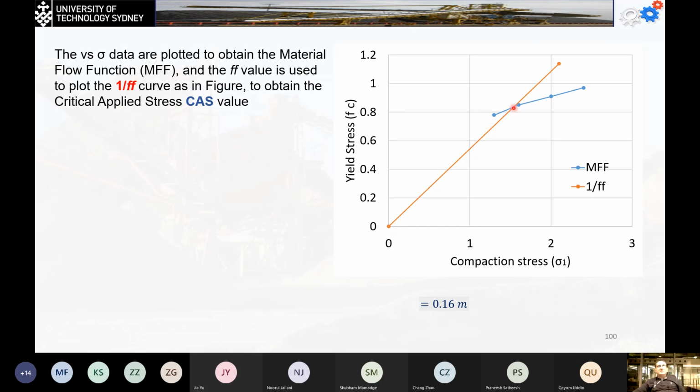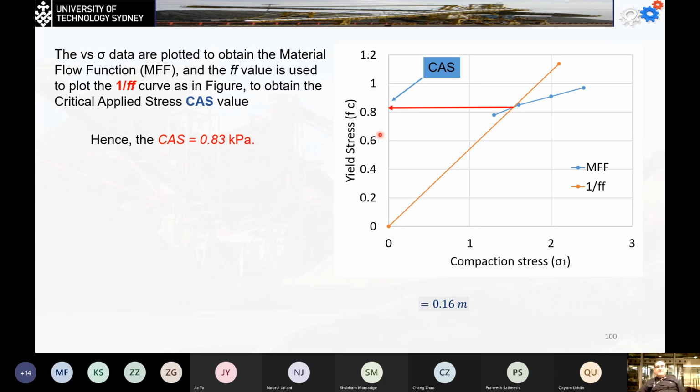So if there's no intersection immediately, you make the intersection. Now we got the intersection, and this intersection will give me the value of the CAS, or the critical applied stress to make the material move. Now, this will be the CAS value. The CAS is equal to 0.83 kilopascal.